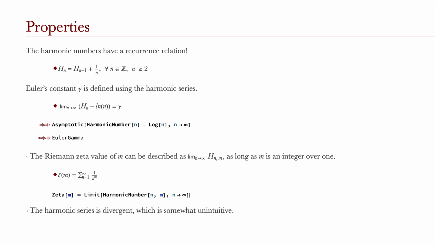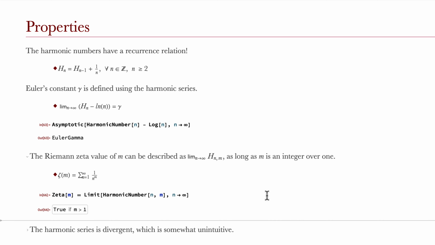And we can also use the Wolfram Language to show this. If we use the equals equals operator to ask the Wolfram Language whether zeta of m is equal to the limit of the harmonic number of n comma m as n grows without bounds, it returns true if m is greater than 1, which is what we expected. Now you can probably tell from these pieces of code, but HarmonicNumber of n in the Wolfram Language returns the nth harmonic number, and HarmonicNumber of n comma m returns the nth generalized harmonic number of order m.